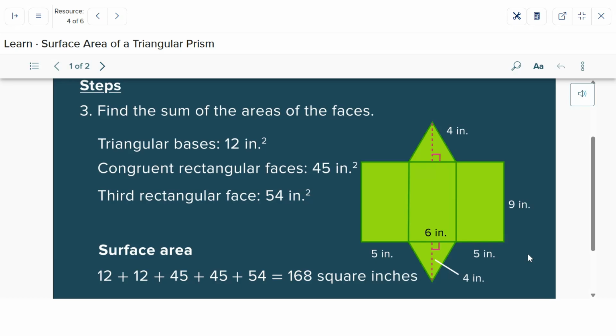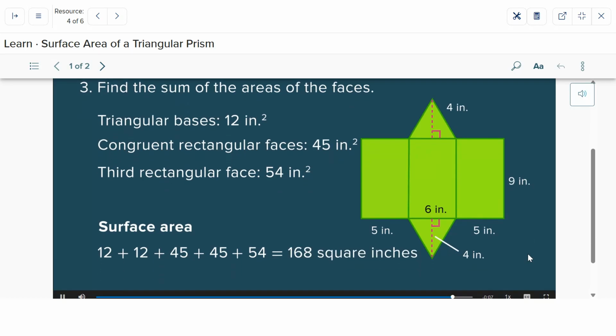The sum of the areas of all the faces is 168 square inches. So, the surface area of the triangular prism is 168 square inches.